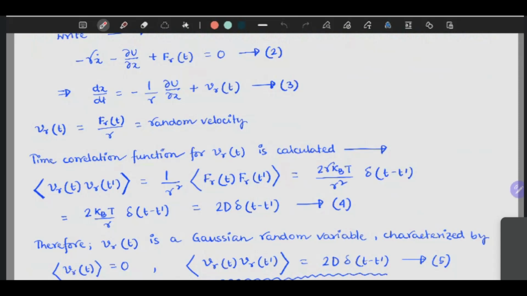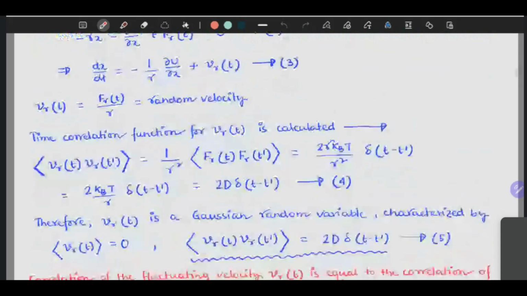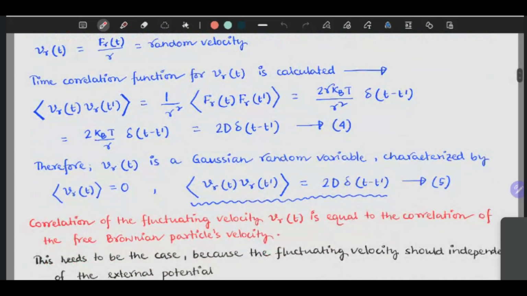But since the random velocity is forced by 1 by gamma, 1 by gamma square will be multiplied, so 2 gamma kBT by gamma square, so you can get 2 kBT by gamma. Since we also have the Einstein relation, where we have connected the fluctuating part with the dissipative part, and we have written the fluctuation dissipation form, we can write that this is the diffusion coefficient.